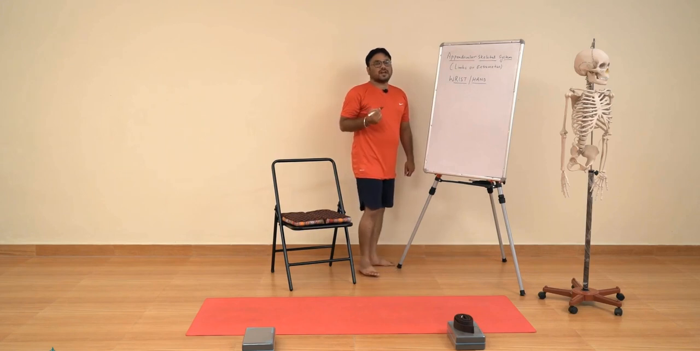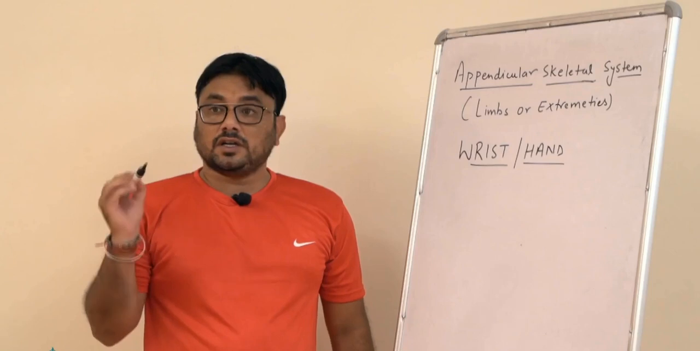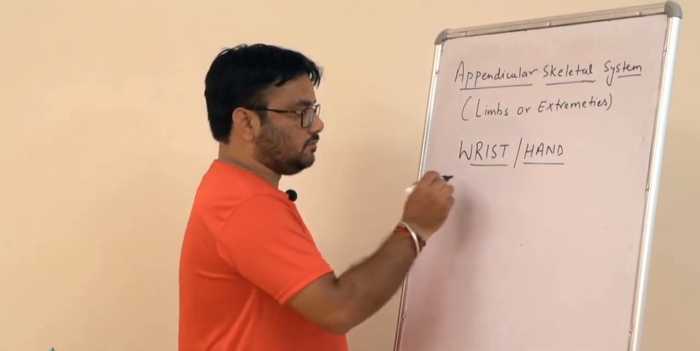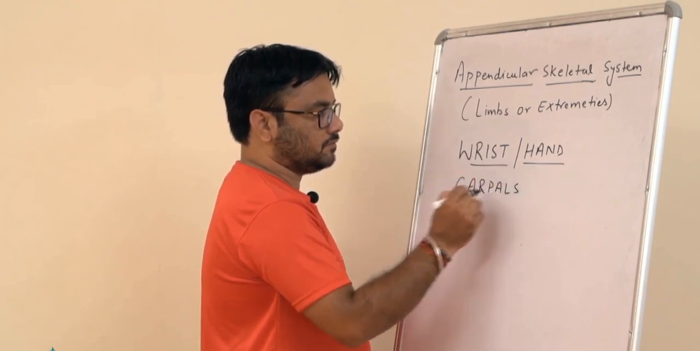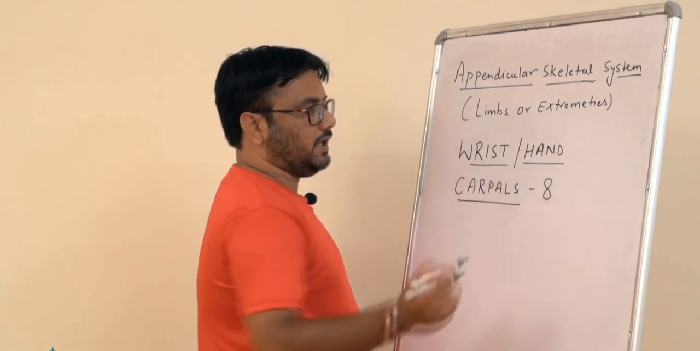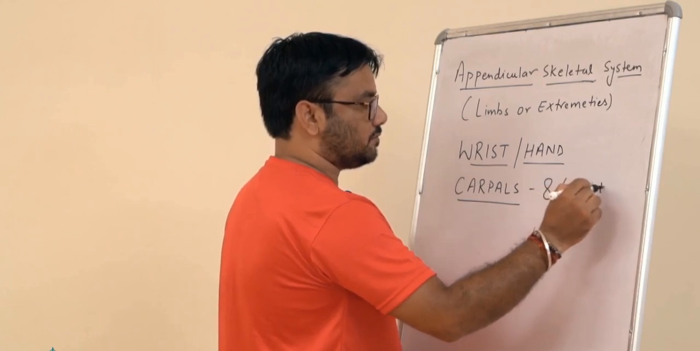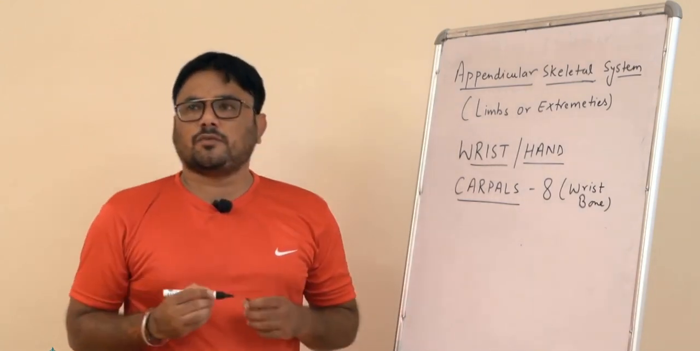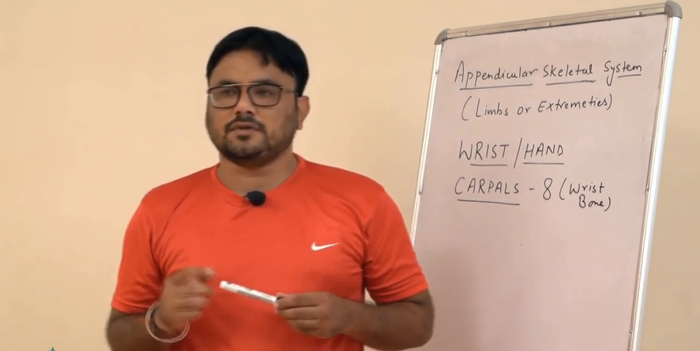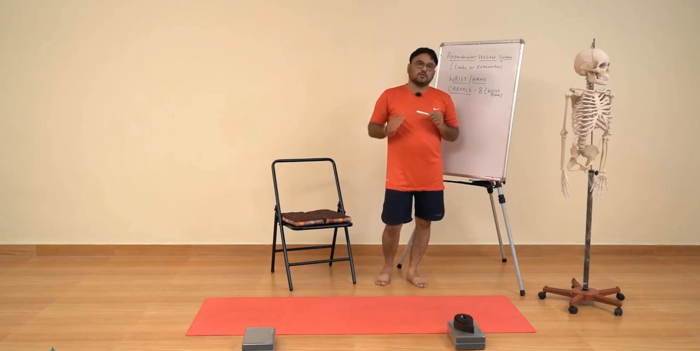So wrist bones, anatomically we call them carpals. What do we call them? Carpals. There are eight that we say are wrist bones. And these are very small bones, like pieces of marbles. The 8 wrist bones that we call the carpals.